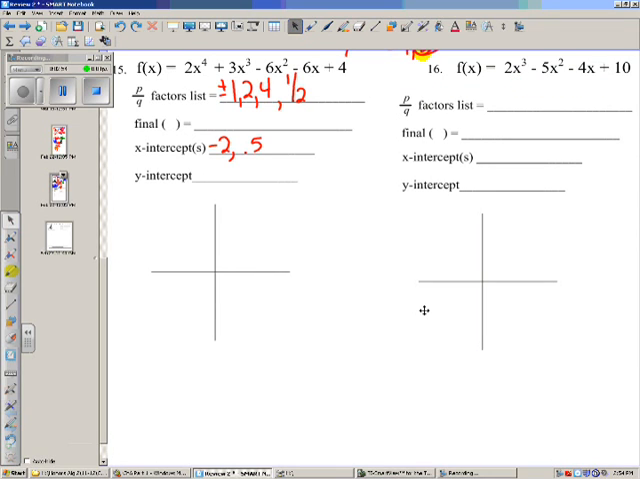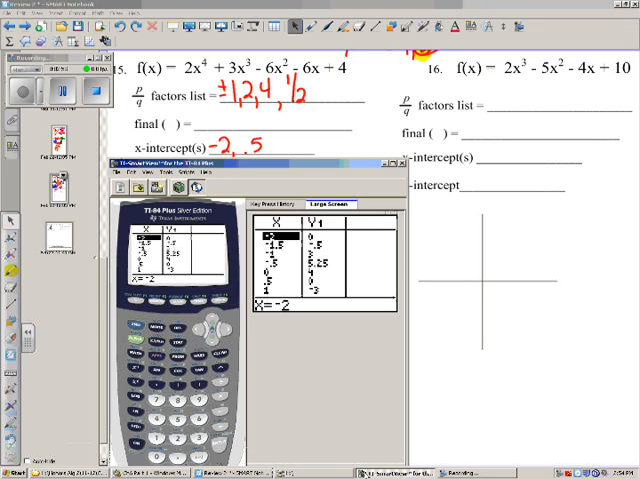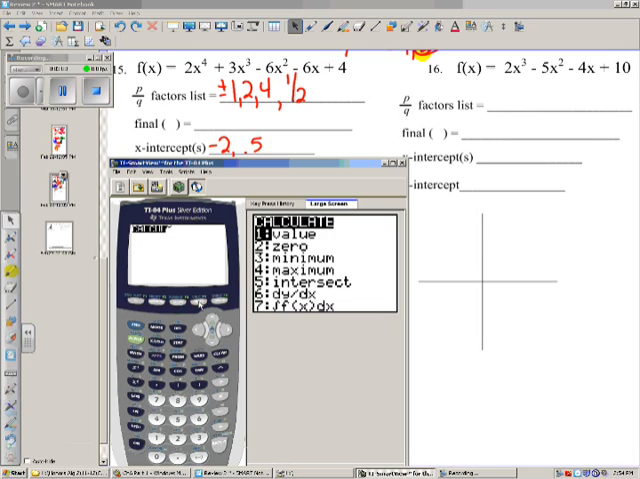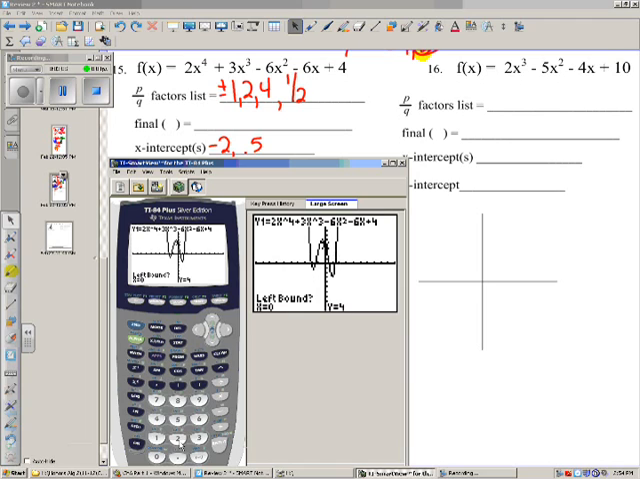But let's say you couldn't tell. You couldn't see quite how that was going to go. Remember, you can always use the second trace button, the calc option, to figure that out and use the 0. So I'm going to do that. And what I'm going to do is test the point that I think might be a half. So it's asking me right now, test on the left. So I'm going to hit enter because it is to the left of the point. And then I'm going to move below.